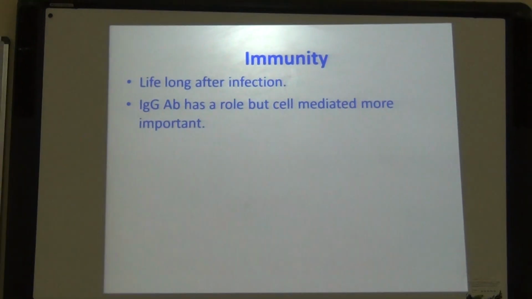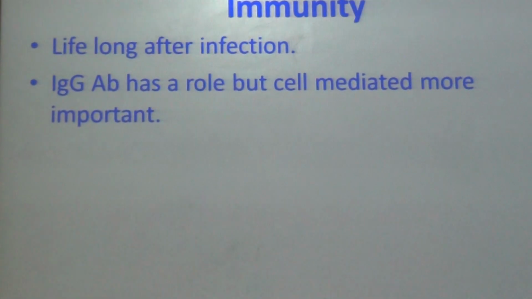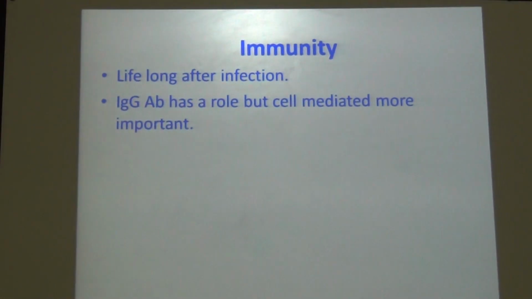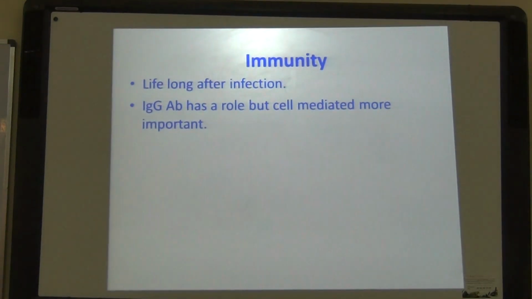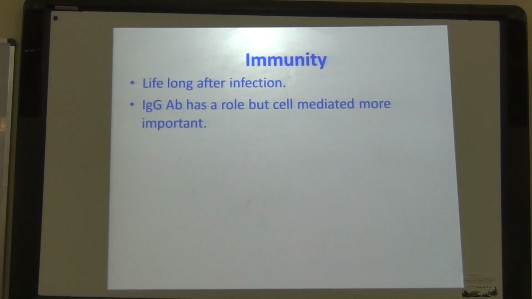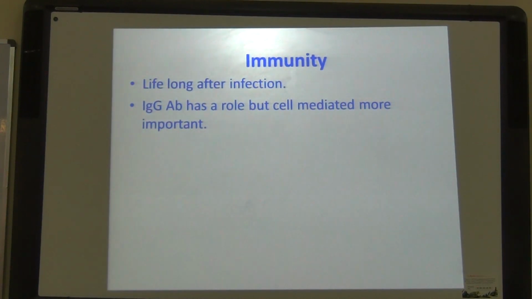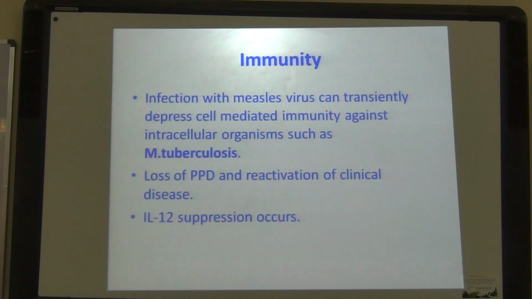After having the disease, the patient has lifelong immunity, and this is due to the IgG antibody, which has a role, but the cell-mediated immune response is also important. In measles, the cell-mediated immune response is suppressed against intracellular microorganisms like Mycobacterium tuberculosis.